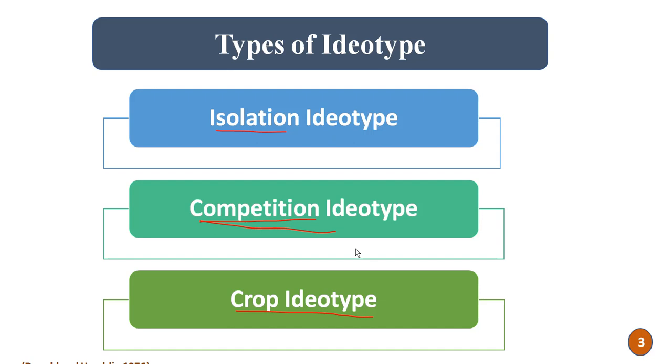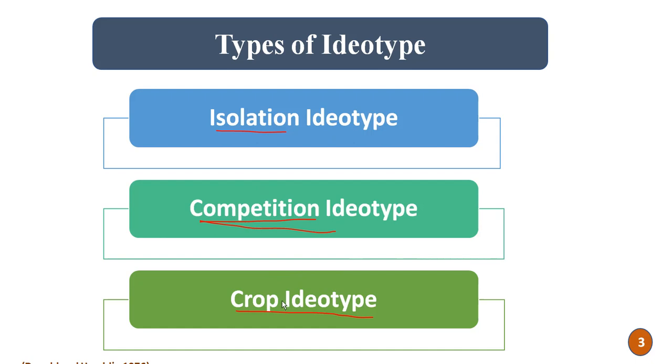And in case of annual seed crops, such ideotypes have features like annual habit, tallness, leafy canopy, tillering or branching, greater seed size, speed of germination and root character, so that it competes with its competitor or other crops. So these are the competition ideotypes.